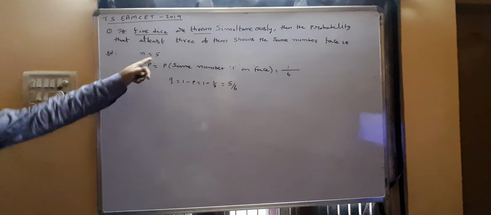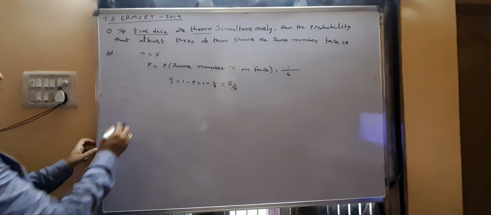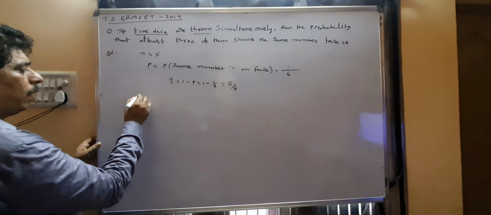Now the number of dice thrown is 5. So the probability of X equal to R, with R greater than or equal to 3, means the probability of X equal to 3 plus the probability of X equal to 4 plus the probability of X equal to 5. The formula I have is P of X equal to R equals nCr Q power n minus r P power r.